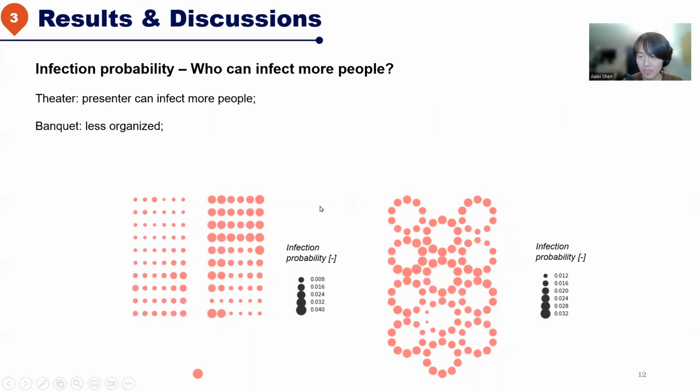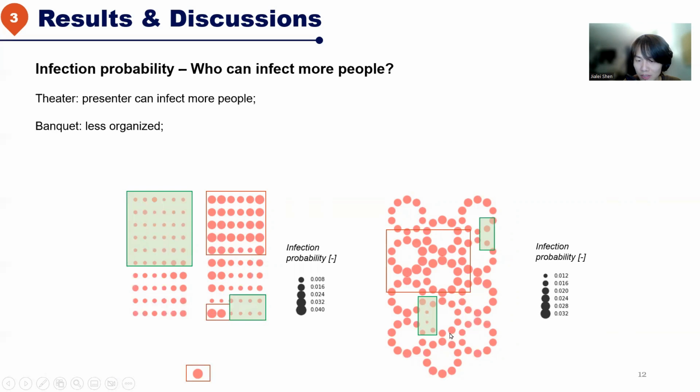And that's the result from the receiver point of view. From the infector point of view, we can also tell something. Here we want to know who can infect more people. For the theater scenario, people who are sitting in this area and also in some front rows, and also the infector, the presenter, can infect more people. For the banquet scenario, we cannot really tell too much information. We can only know that people who are sitting here can infect fewer people.